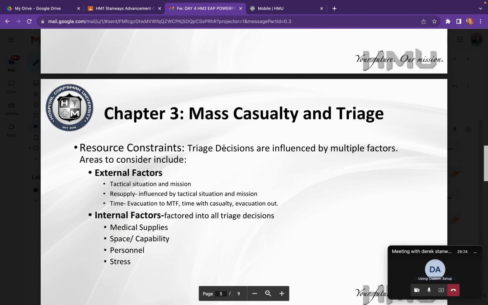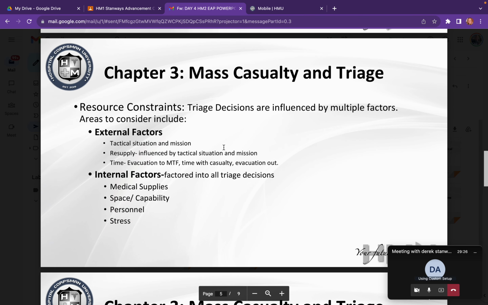Next slide. So again, a lot of these triage decisions can be influenced by multiple factors. External factors are the tactical mission situation, resupply, and time to evacuation. Internal factors are medical supply, space capability, personnel, and then stress. These are all factors that play a role in triage.